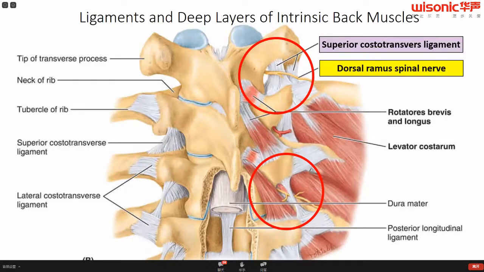ligaments, mainly the superior costotransverse ligaments, which is important and which runs from the transverse process to the rib. And in between, and the rib, there exits the dorsal ramus, the spinal nerve. And this costotransverse foramen is very important because this might be one of the mechanisms how local anesthetics, injected here around the transverse process, enter the spinal nerve or the paravertebral space.